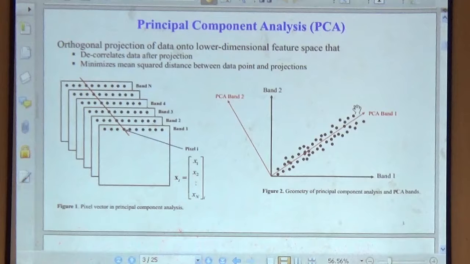So what is that pixel vector y that I should generate from x which will not have correlations, which will ideally be uncorrelated data? That is achieved by the KL transformation or the principal component analysis. It's a synonym, the same technique. It minimizes the mean squared distance between data points and projections.